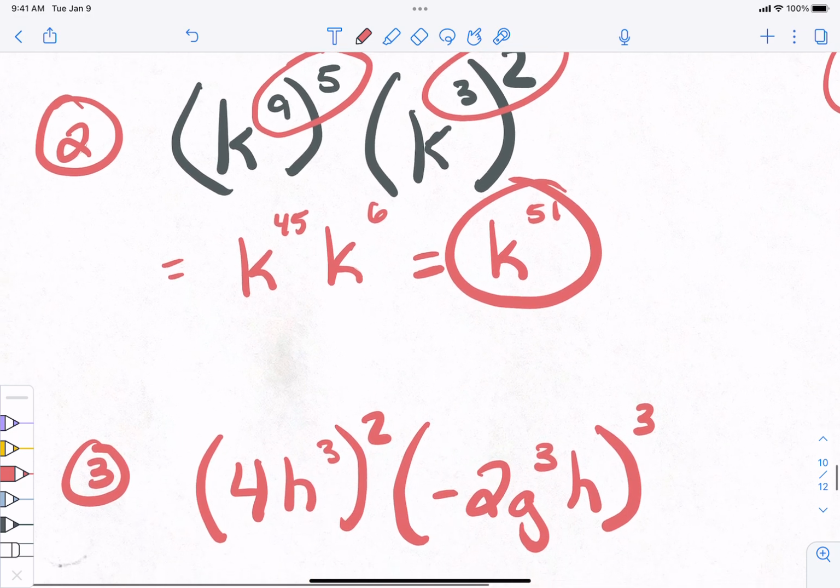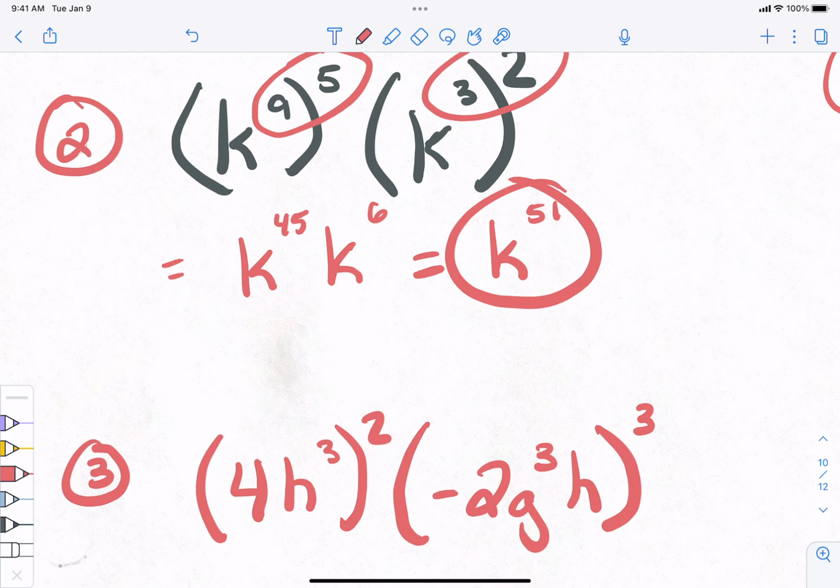Wait, I have a question. What if, say K equals 6, would it be 6 to the 45th power and then 6 to the 6th power? So I would multiply 6 and 6 to get 36? No, you would leave it as 6 to the 51st power.